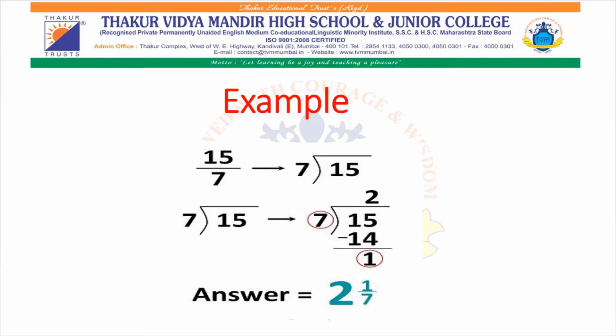Integer you will write in front. Remainder will be your numerator. So 2 1 upon 7 is your answer. Again, you can check it. Denominator and integer multiply each other. So 7 into 2 you will get what? 14. 14 plus 1 you will get what? 15. It means your answer is correct. 15 upon 7, your answer is correct.